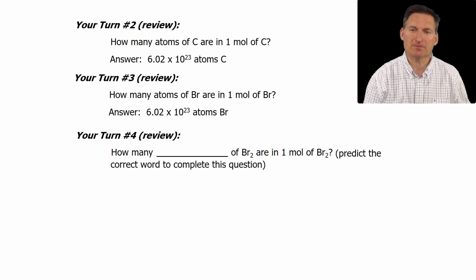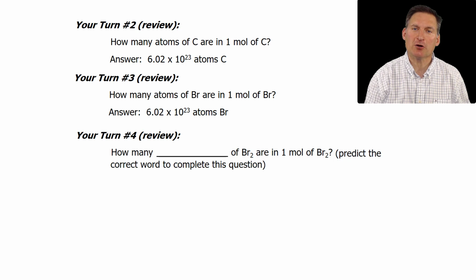Consider this next question. How many blank of Br2 are in 1 mole of Br2? Now you can't answer this question until you fill in the blank. Stop the video and write the correct word that goes in the blank. Here's a hint. It's not atoms. Molecules. Since Br2 has 2 atoms of bromine closely bound, the entire Br2 unit makes up a molecule.